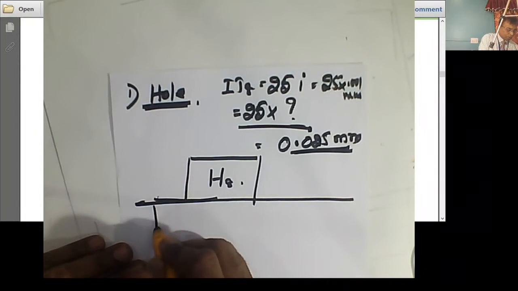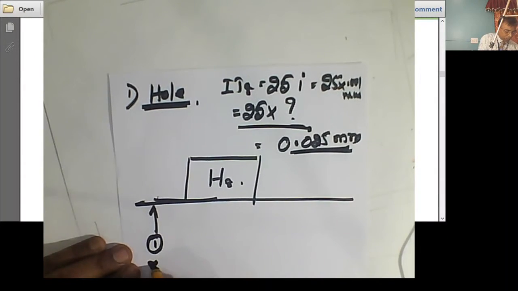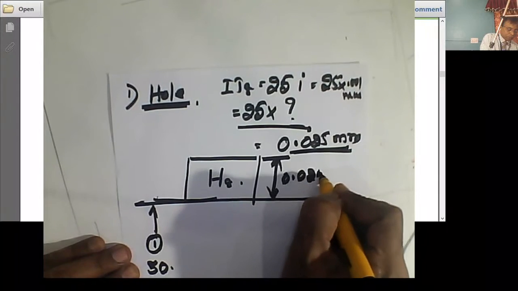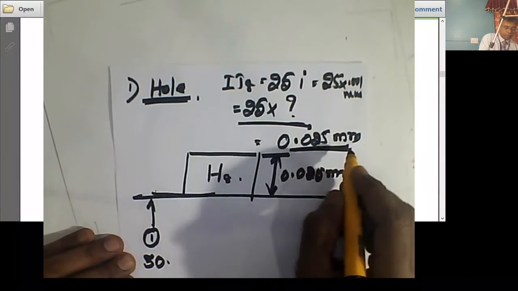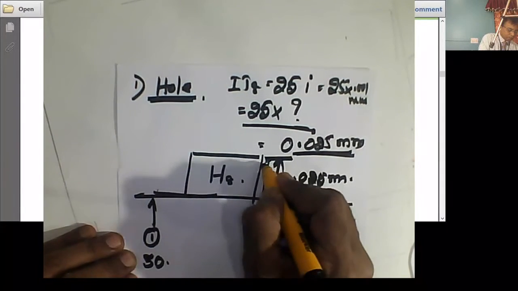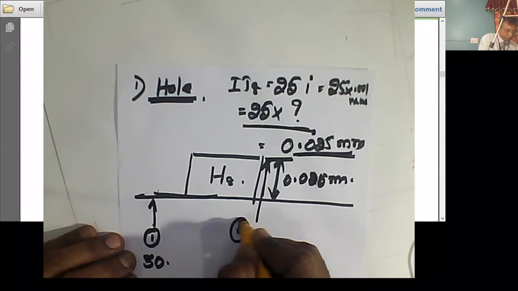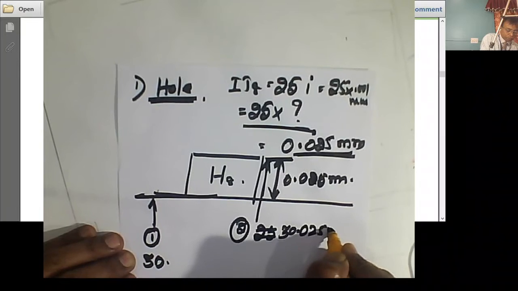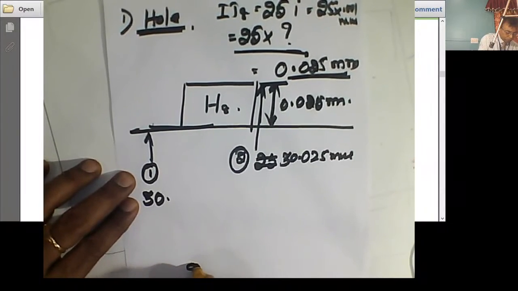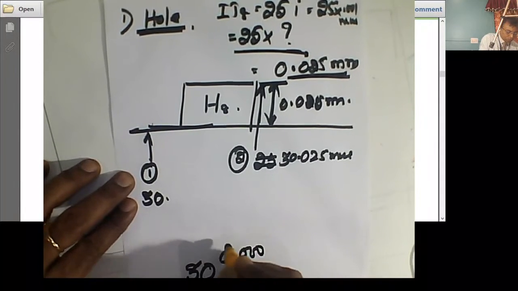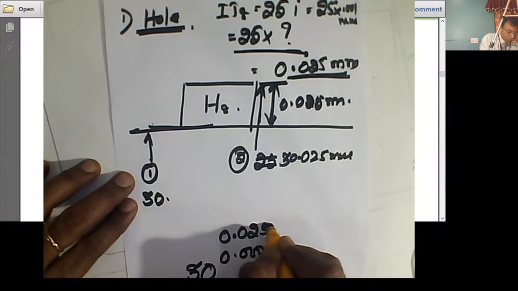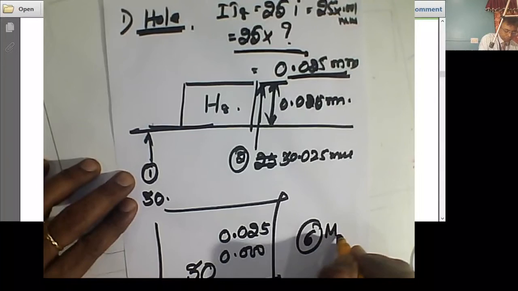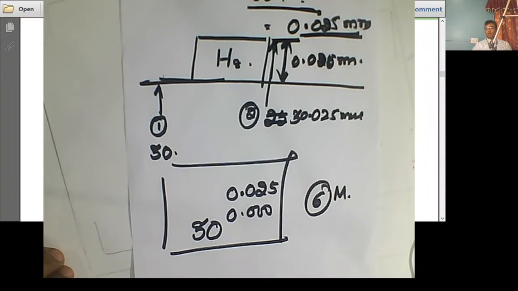Now this is one value, that is 30 mm, already given. This is 0.025 mm. So obviously the second value here, number 2, is 30.025 mm. So the two values of the hole are 30.000 and 30.025 mm. That's all. 6 marks, straight away. All values in mm. No calculation.